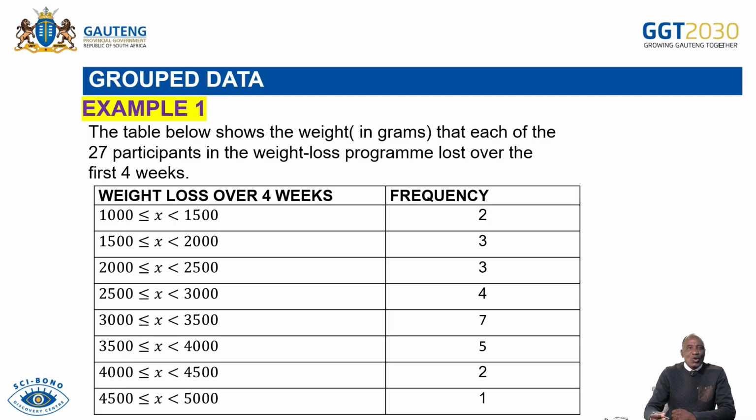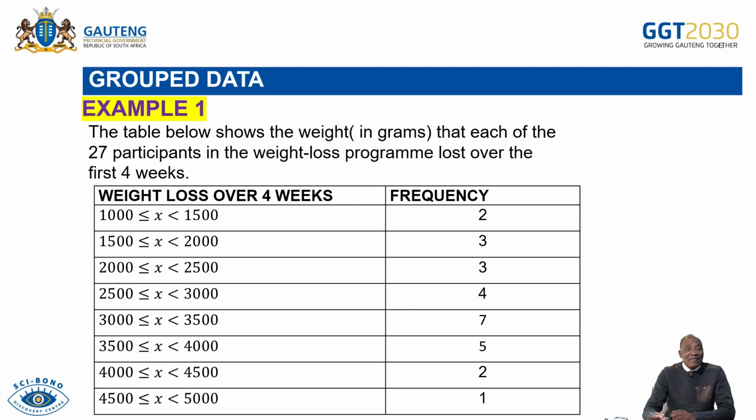Right, so we are presented with a table here. The statement reads, the table below shows the weight in grams that each of the 27 participants in the weight loss program lost over the 4-week period. Here are 27 participants who took part in a weight loss program. They were classified according to their weight losses between 1,000 and 1,500.